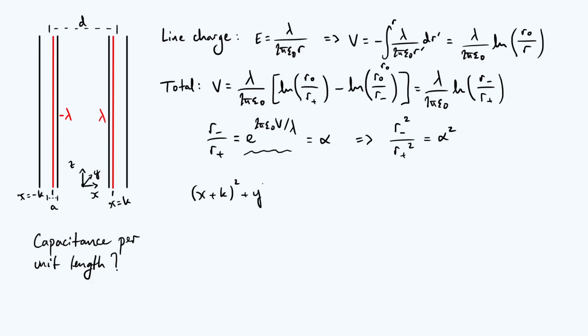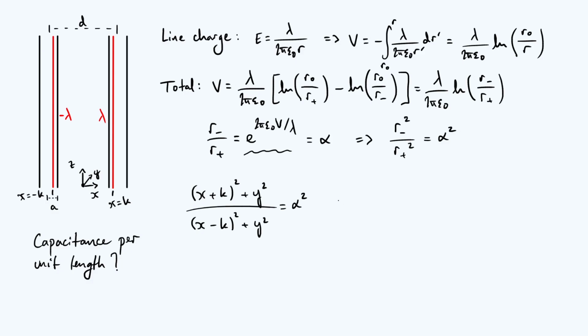Square that, and we add on y squared, because the y coordinate of each of the line charges is just 0, so we don't have to subtract or add anything to that. And there is no z term, because if you move up and down along the z-axis, you're not changing the perpendicular distance to each line, right? So the numerator of your fraction in your r minus squared or r plus squared expression is just x plus k all squared plus y squared. And then by exactly the same logic, the bottom is going to just be x minus k squared plus y squared. And we're going to set that all equal to alpha squared, that constant term that we defined above.